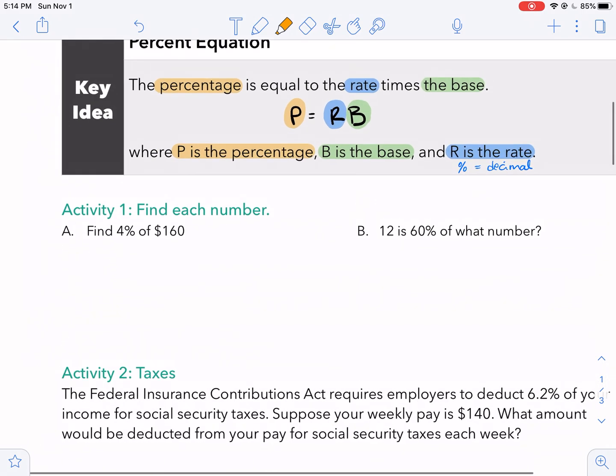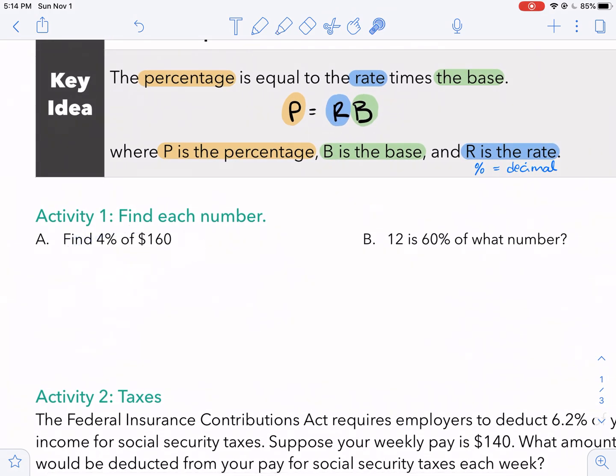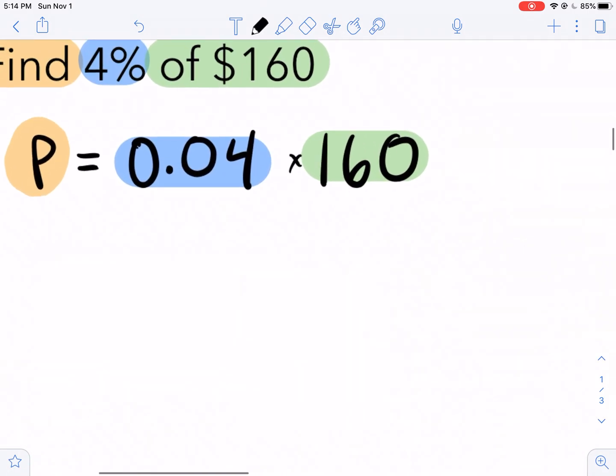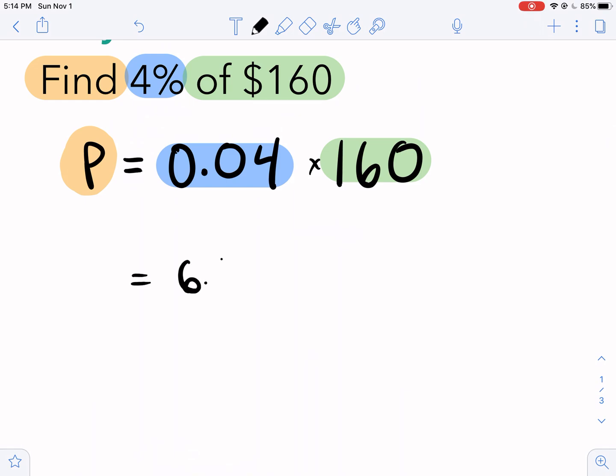So what does this mean? If we're asked to find 4% of 160, we want to know what number is 4% of 160. So let's use our percent equation. P equals 4%, which is the same thing as 0.04, times 160. Again, P is our percentage number. We don't know what that is. We want to find it. 0.04 is our rate, the percent expressed as a decimal. And finally, our base, our of number. And then what is 0.04 times 160? That's 6.4. So 4% of 160 is 6.4.